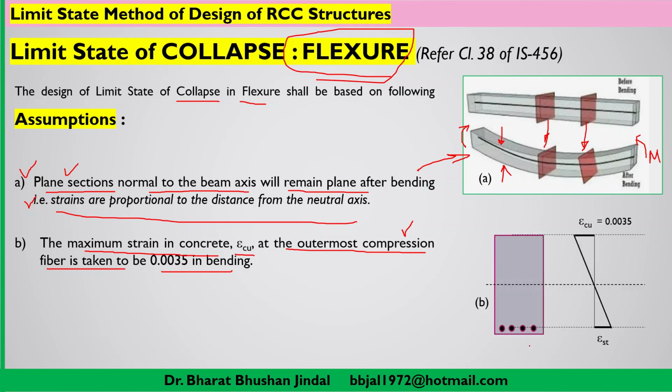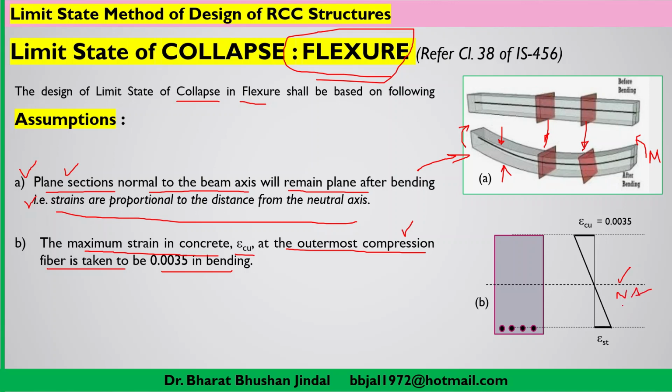Now in this figure B, we have shown a rectangular section of a beam, and at the bottom we have provided some reinforcement. So this is the sectional view of that beam. That means this beam has some longitudinal dimension. Now you can see here, almost at the center, there is a dotted line, and this dotted line is known as the neutral axis, NA.